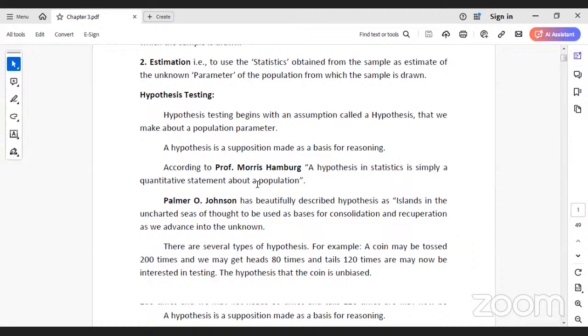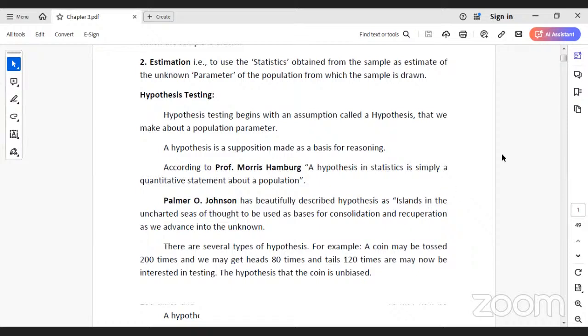So generally, what is hypothesis? Anybody? Hypothesis. Yes, hypothesis is what? Don't know, sir. Okay, so listen here.